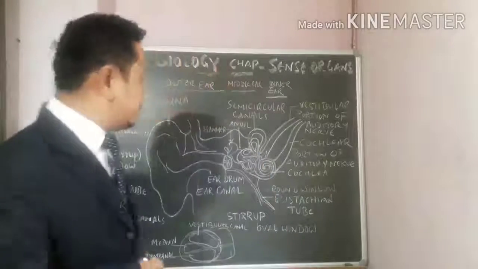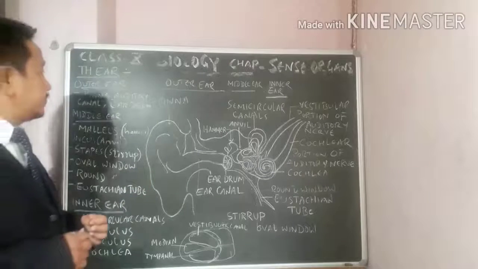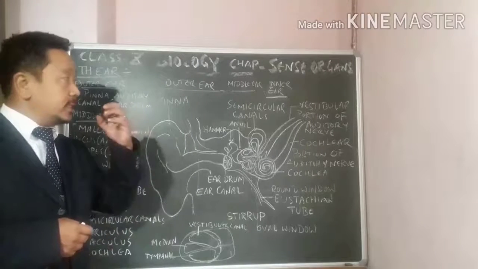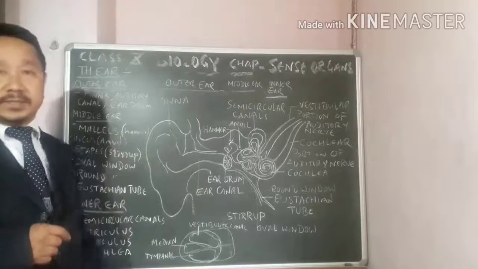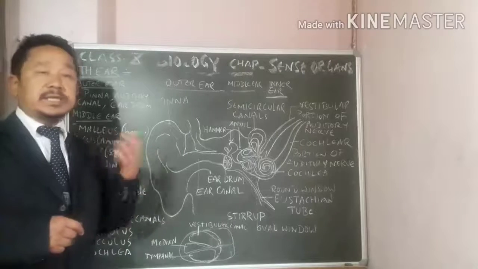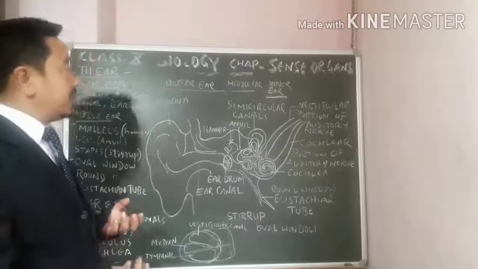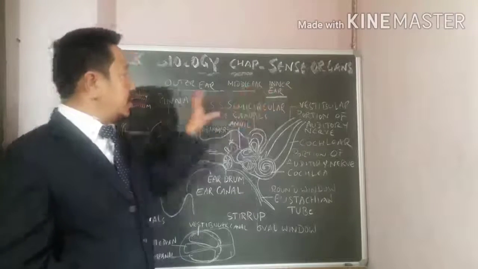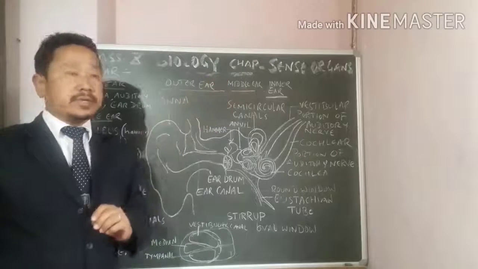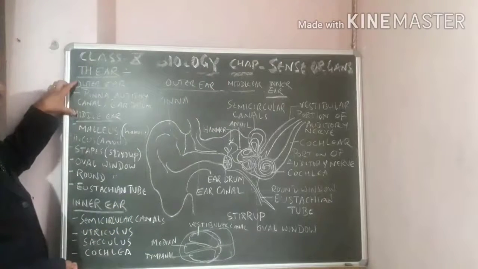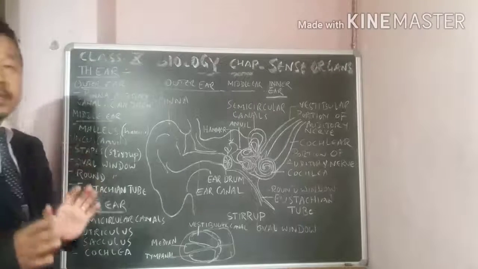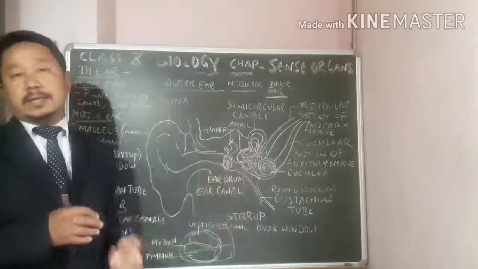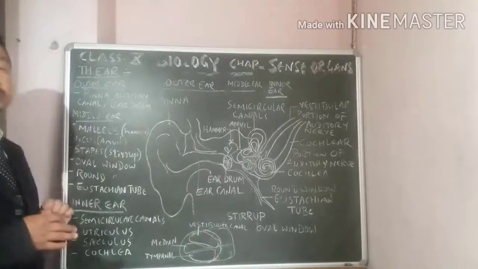Now we'll see the structure of the human ear. The human ear has been described in three main parts. It has been divided into three main parts: outer ear, middle ear, and inner ear. As you see here, I have written the parts that you find in the outer ear, the middle ear, and the inner ear, which are also there in the book.